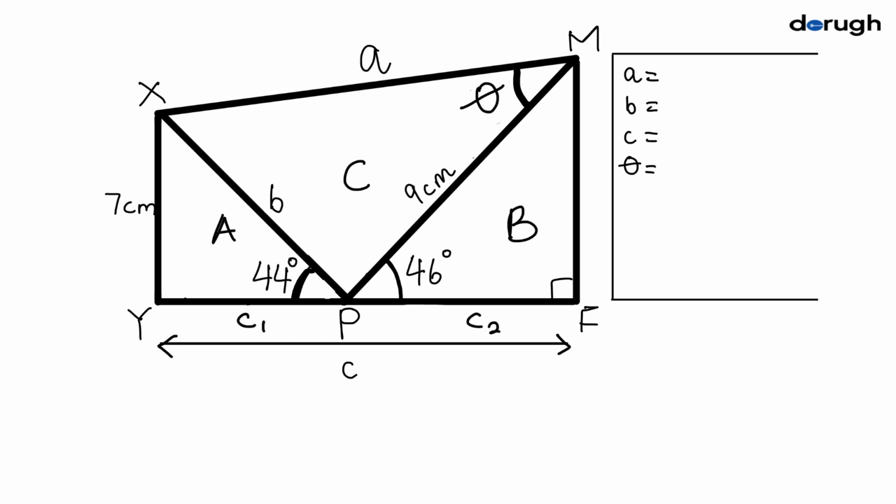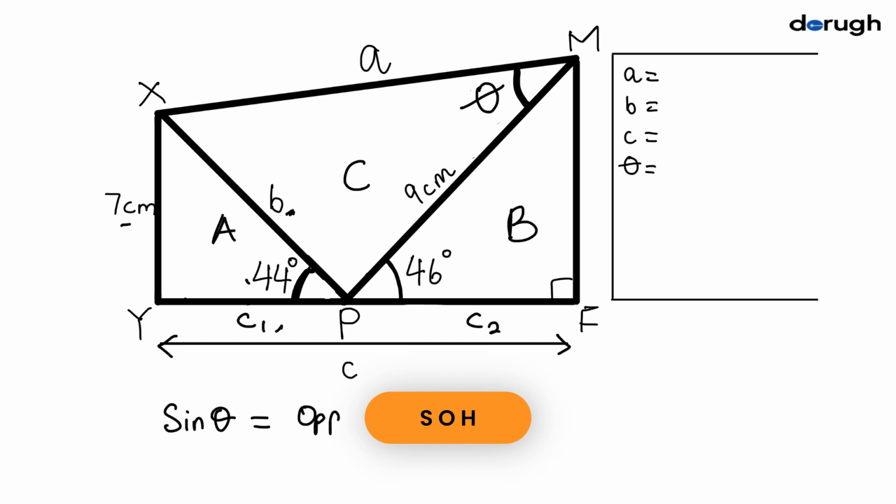For triangle A, the unknowns we're trying to find are B and C1. To find B, we're going to invoke the trig ratio. Because we have the angle theta, we have the opposite to the angle, 7 centimeters, and we need to find the hypotenuse B. Therefore, sine theta equals opposite over hypotenuse.